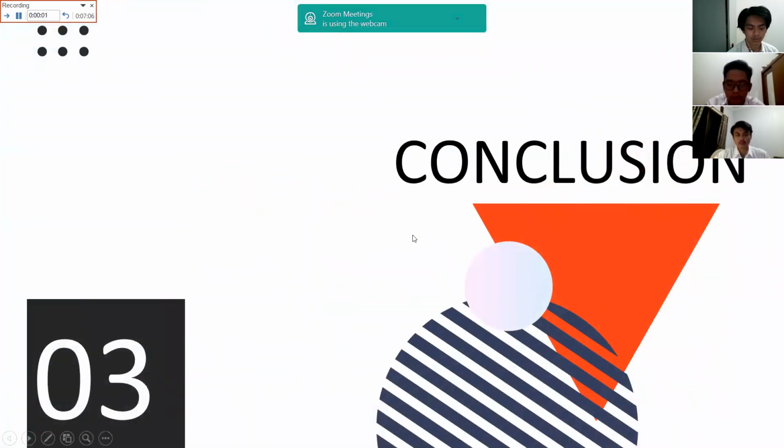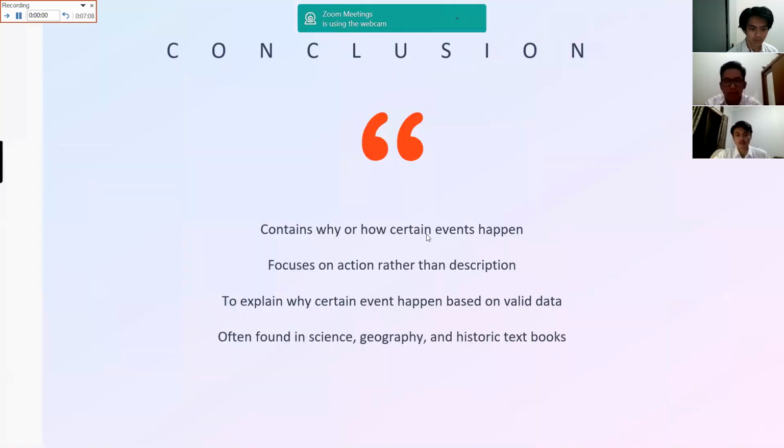And the next, conclusion. So the conclusion is explanation text contain why or how certain events happen, and it focuses on action rather than description, and its purpose is to explain why certain events happen based on valid data. And this explanation text is often found in science, geography, and historic textbooks.